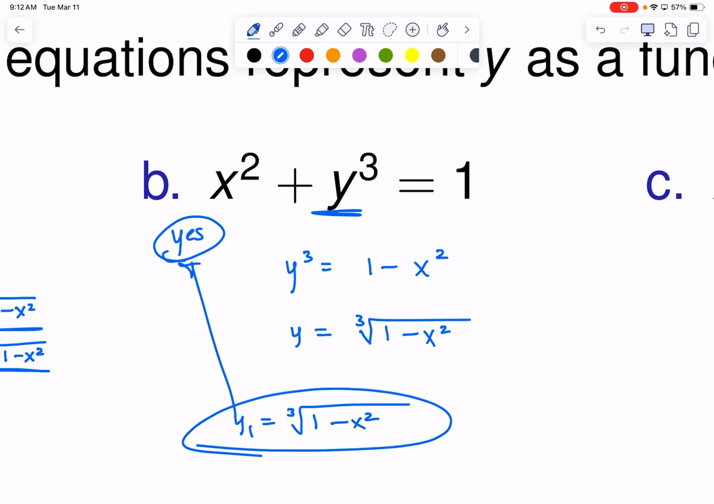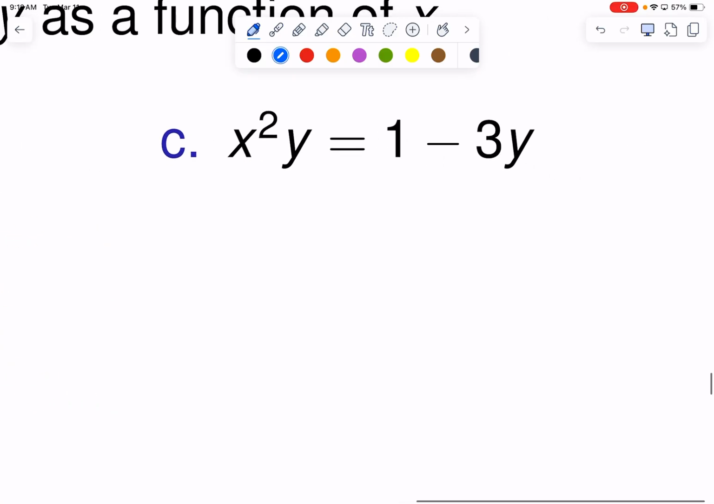Does it pass the vertical line test? Does, for sure. Okay. All right, look at C. Now, sometimes it gets really hard to solve for y. So that's why the tricks of the trade are very helpful.